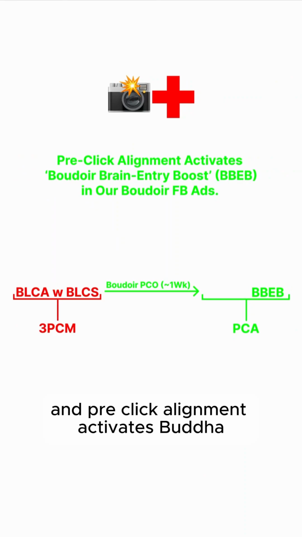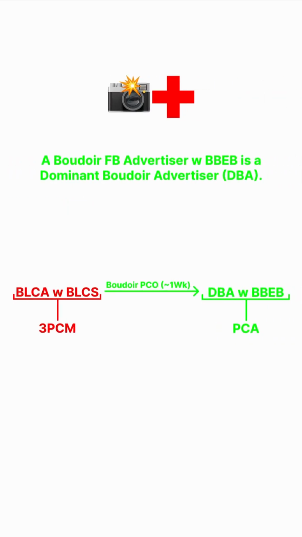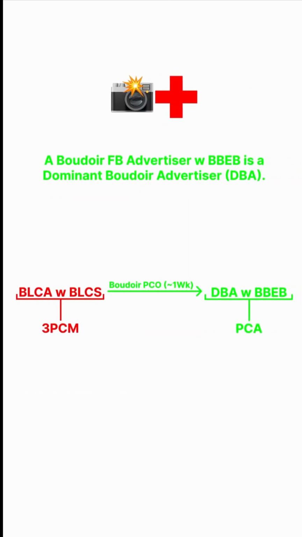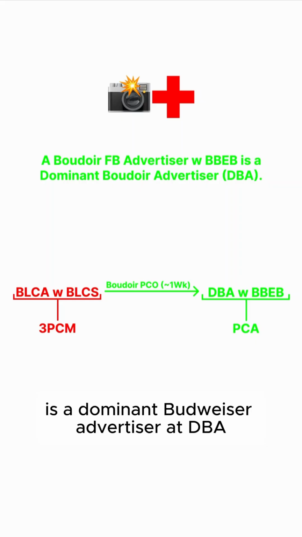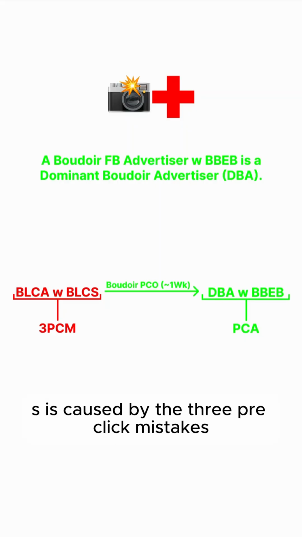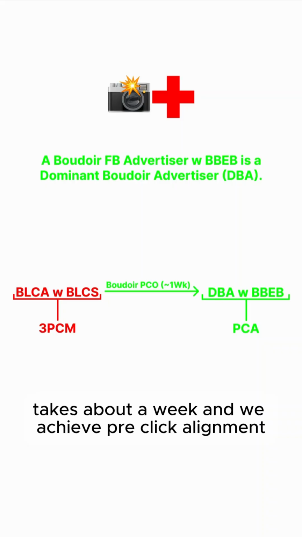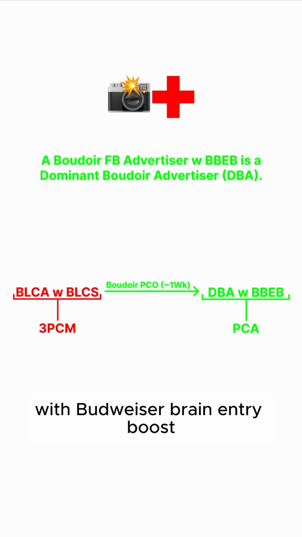And pre-click alignment activates Boudoir brain entry boost in our Boudoir Facebook ads. And this is basically, we got our unique CTR all above 6%. And a Boudoir Facebook advertiser with Boudoir brain entry boost is a dominant Boudoir advertiser, a DBA. So we got our full universe here. A BLCA with BLCS is caused by the 3 pre-click mistakes. That's fine, easy enough. Treated with Boudoir Pico takes about a week, and we achieve pre-click alignment. We become a dominant Boudoir advertiser with Boudoir brain entry boost.